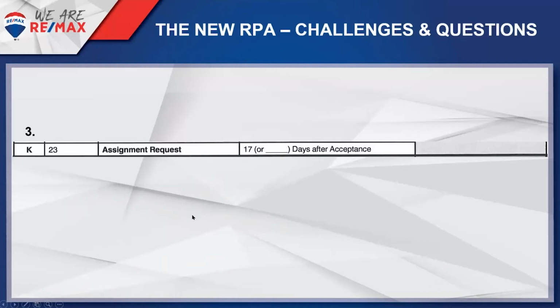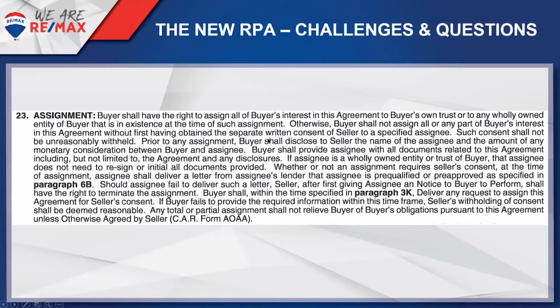So avoid that. Okay. Paragraph 23 gives some details about assignment, and I want to go through a few of them with you. The first thing, this comes up frequently, is that the buyer wants to assign it to his or her own trust or their own wholly owned entity. If they are the only principal in the entity, or they're assigning it to their own trust, they do not need the seller's permission. They can simply do an addendum and name that as the buyer. That's the first thing I want to point out.